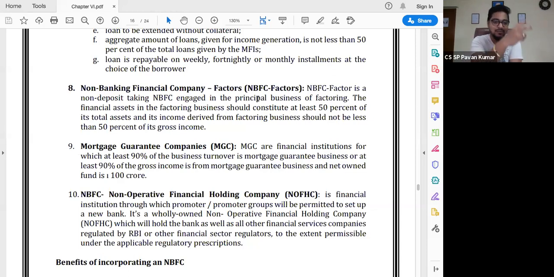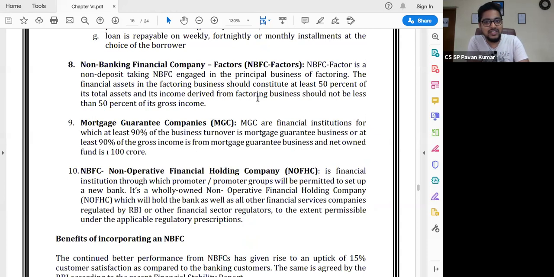For example, if the borrower is supposed to pay 10 crores, the factoring company will pay the bank 8 crores. The 2 crores is a bad debt, but the banker is at least getting 8 crores, and he will continue his business. The non-banking financial company will try to collect the entire 10 crores from the borrower. That 2 crores is its profit, so that is the level of risk they take. A factoring company is a non-deposit accepting NBFC whose principal business is to do factoring. Even here, the 50-50 test has to be passed.